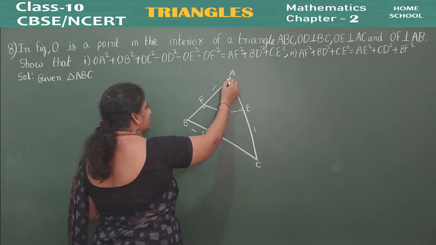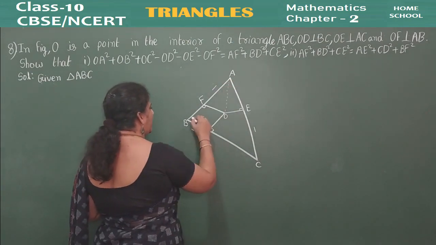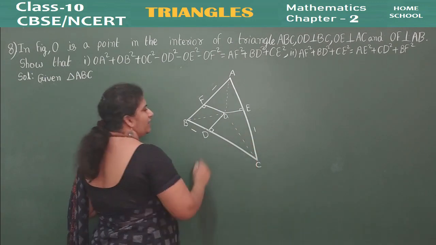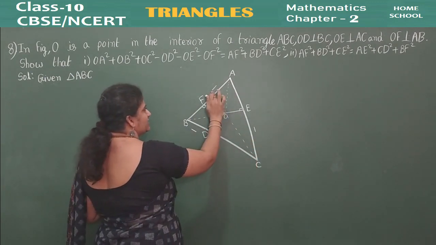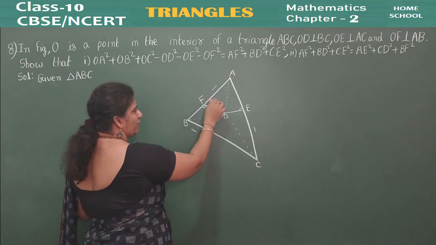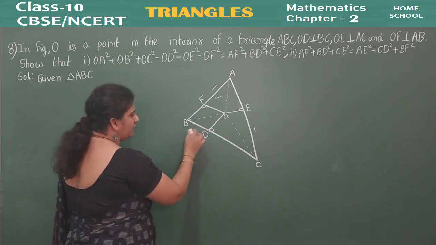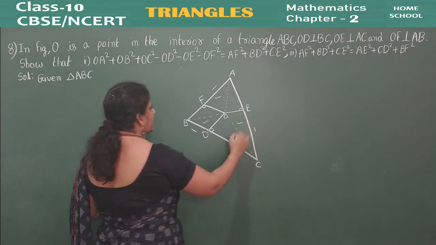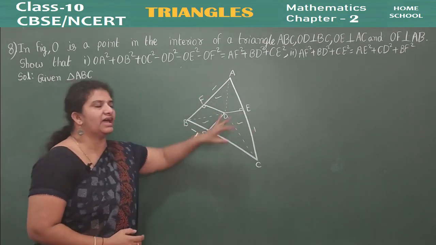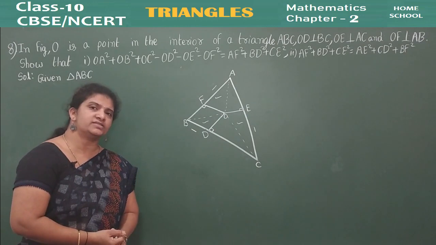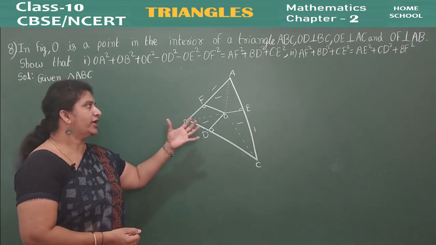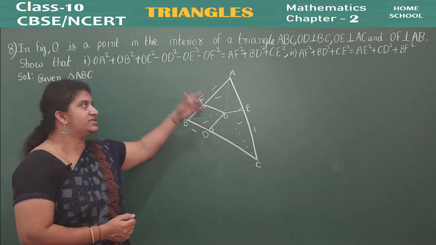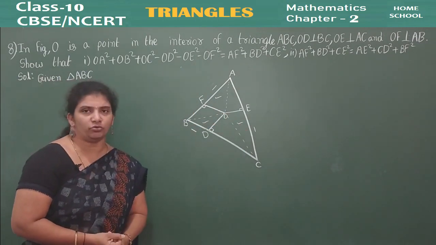What is the construction I am doing now? Join OA, join OB, join OC. That makes your right triangles. Keep the concentration: AF, this triangle, and BD, this triangle, and CE, this triangle. Apply Pythagoras theorem to these three triangles. So you are going to get some equations. If you add the three equations, your first sub question will be proved.